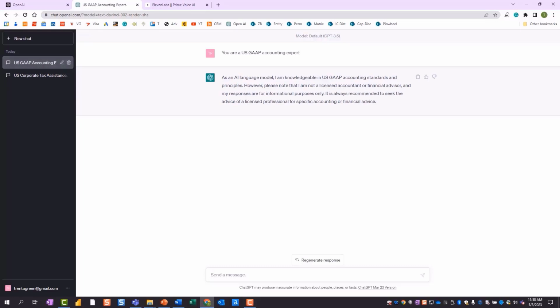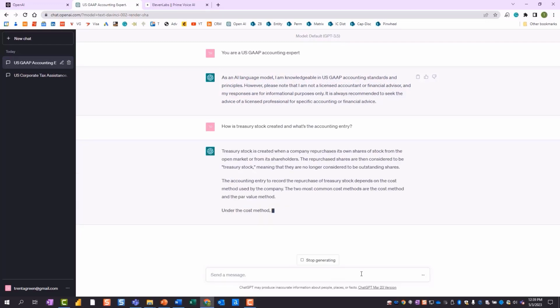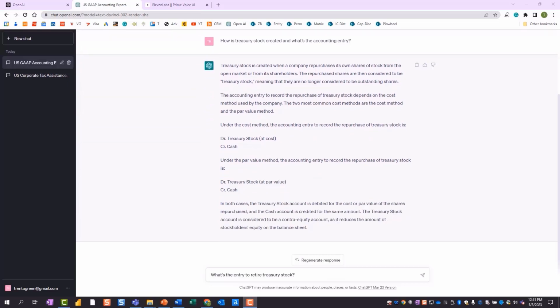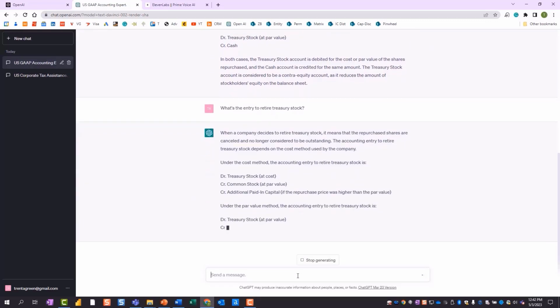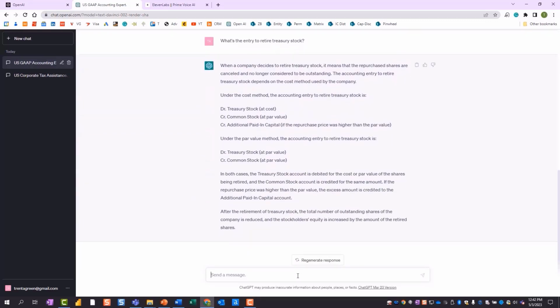Having set ChatGPT's expertise, I was then able to follow up with questions such as, "How is treasury stock created and what's the accounting entry?" I followed that with, "What's the entry to retire treasury stock?" Notice here that I used the word "what's" as opposed to writing out "what is." This is a simple example that shows how conversational you can be with ChatGPT.